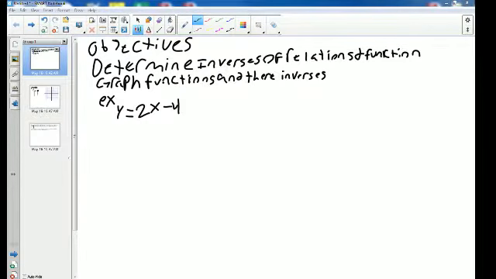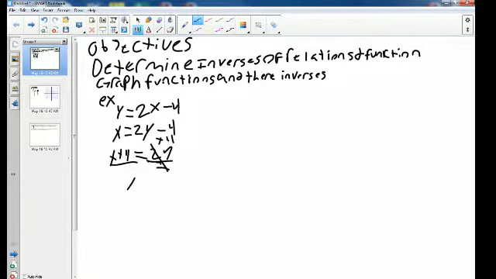So first we have y equals 2x minus 4. In order to find the inverse, you switch the variables. So y is now x, and x is now y. And we want to isolate y to get it back into the original form. So first you will add 4, which will be x plus 4 is equal to 2y. Then you will divide by 2 to isolate y, which will be x over 2 plus 2 is equal to y. And that's the inverse of the function.